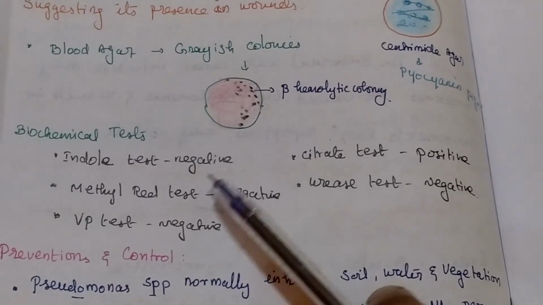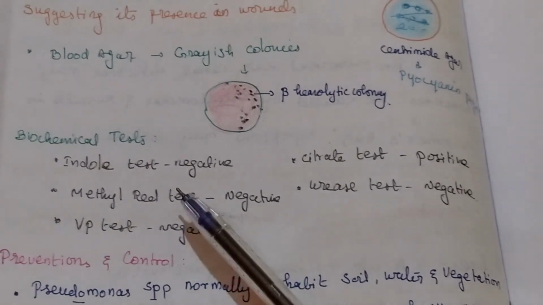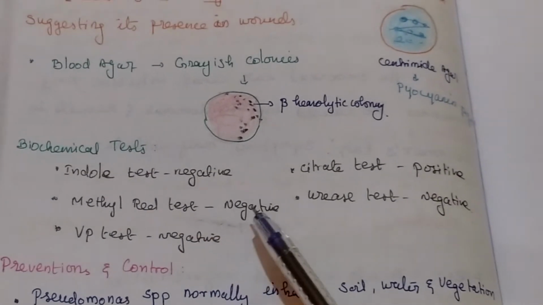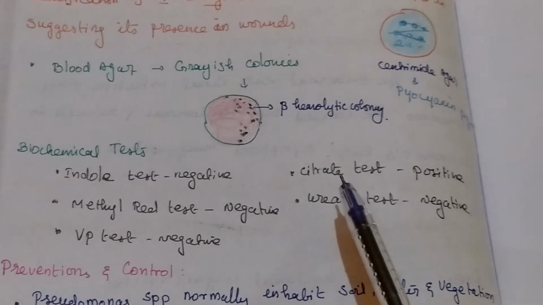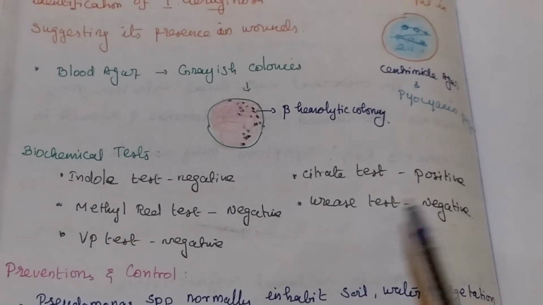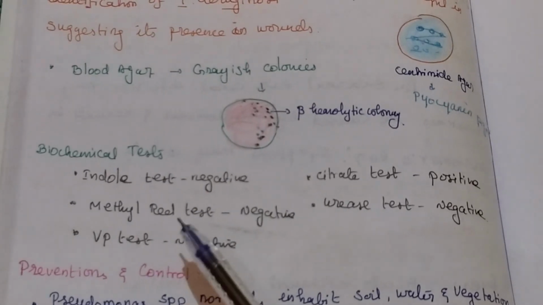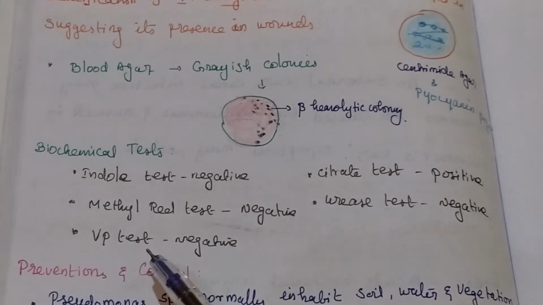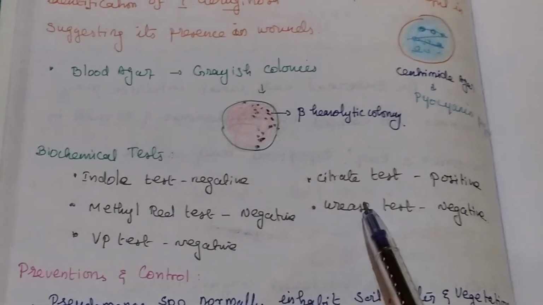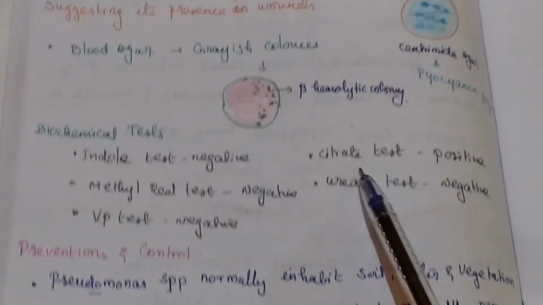Then biochemical reactions: indole test negative, methyl red negative, Voges-Proskauer negative, citrate only positive, urease negative. So indole, methyl red, Voges-Proskauer and urease are all negative; only citrate is positive.